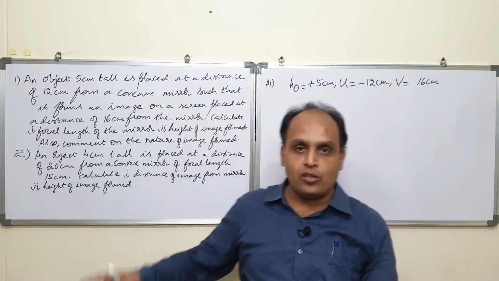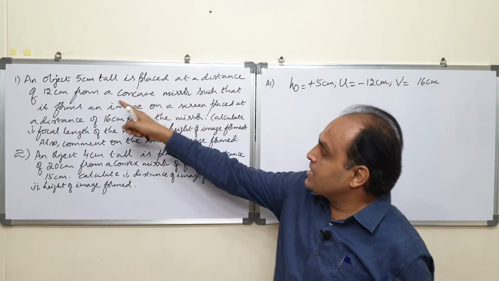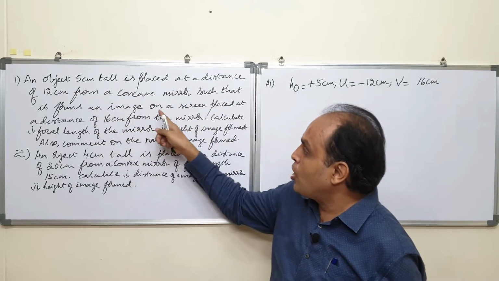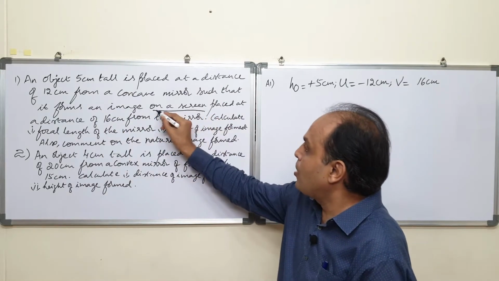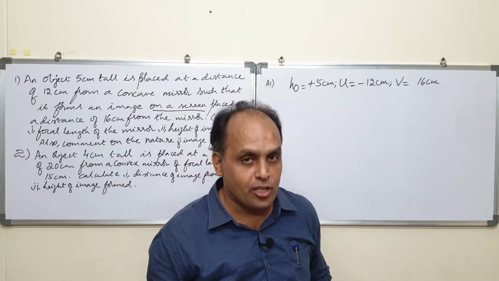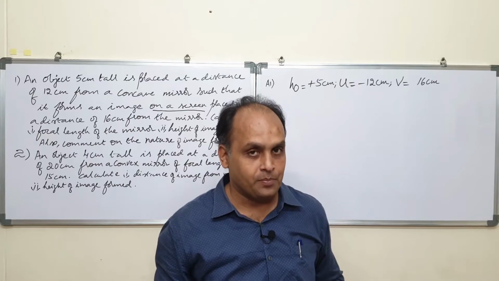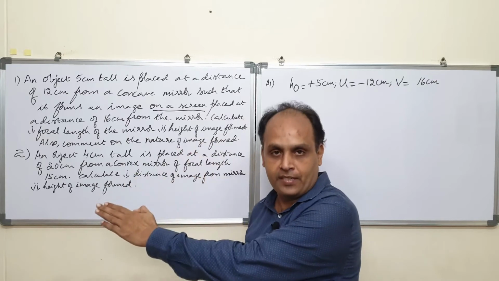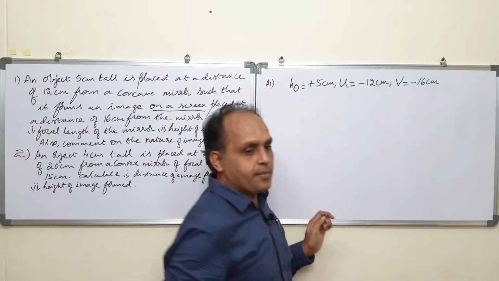For that, let us go back to the question again. An object 5 cm tall is placed at a distance of 12 cm from a concave mirror such that it forms an image on a screen. So this is the key word for us, on a screen. On a screen is nothing but a real image. A real image only forms on a screen. Virtual image never forms on a screen. So real image in case of concave mirror forms on the left. So we should take v as minus 16 centimeters.